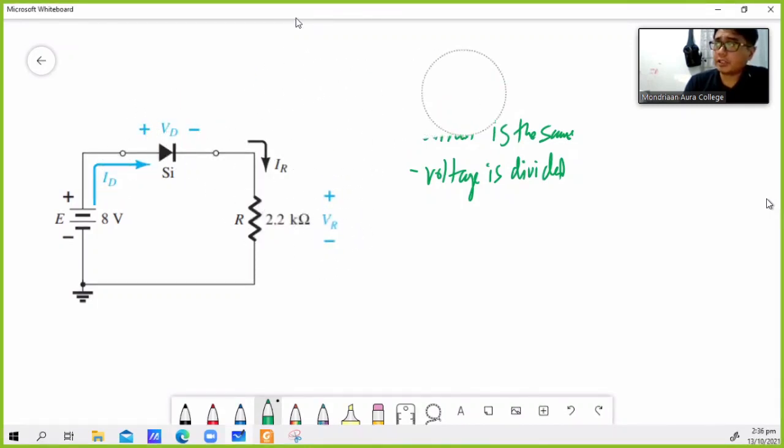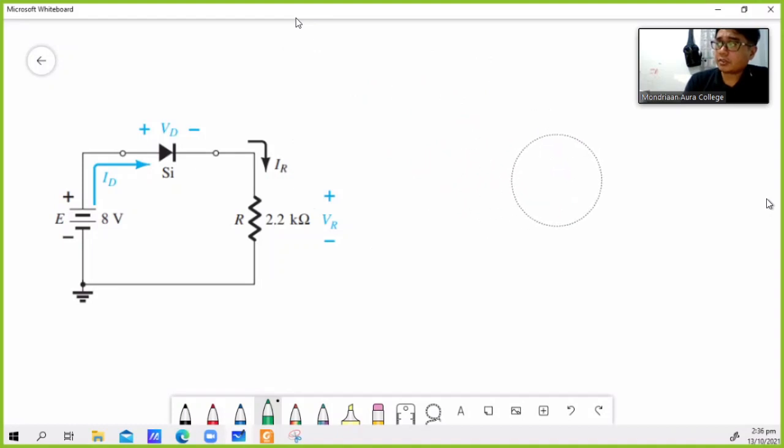So let us solve for this one. The first step in solving for different parameters of diode circuits, whether series, parallel or series parallel, is to determine the condition of the diode. Parang ginagawa natin sa mga rectifiers, di ba? During the positive and negative half cycles, tinitignan natin kung naka-forward or reverse bias sila.